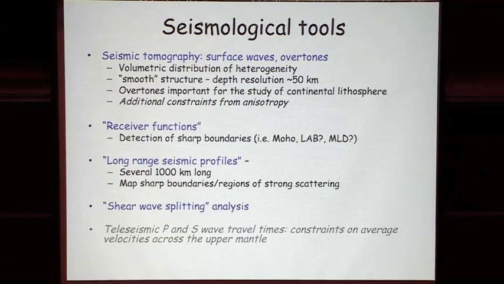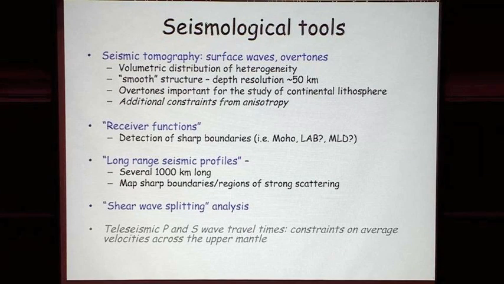I point out here that teleseismic P and S wave travel times also provide constraints, but they only provide constraints really on the average velocity across the upper mantle, because as I explained last time, they do not provide the resolution. You don't generally have crossing paths that would allow you to have the depth resolution you need. I mean, there are smaller scale studies that can, but in general, the main constraint is really on the average velocity at a given point.